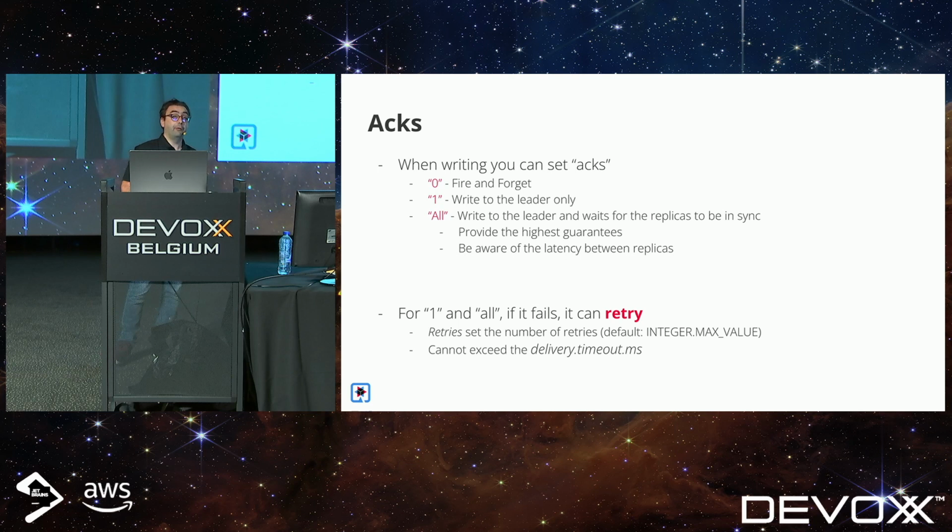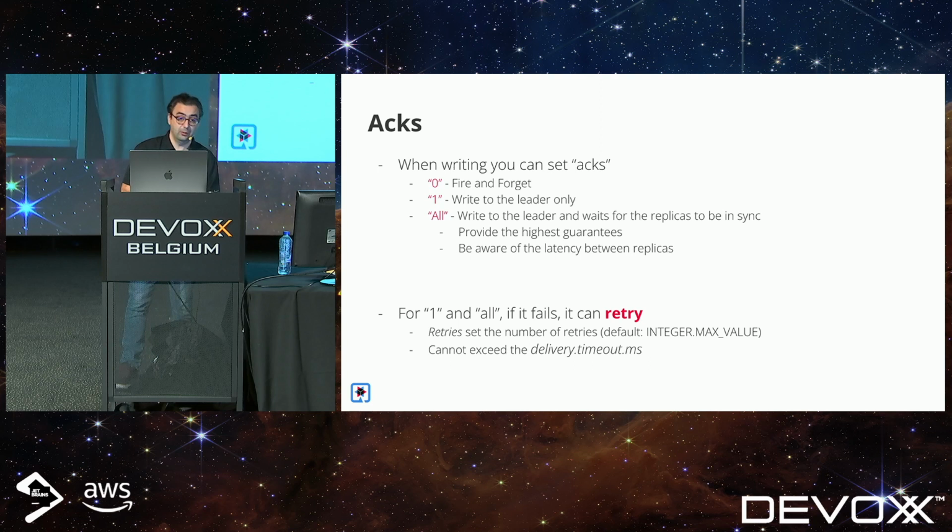So then we have all, which is like one, but in addition to having been written to the leader, it waits for the acknowledgement from all the replicas. So this is clearly the most secure and reliable approach, except that it's slow. Why? Because we need to consider the latency between all your replicas. And as Emmanuel said, they are in different zones. And because they are in different zones, there is time to communicate between these zones. And so if you want to be really, really fast, this might not be what you want.